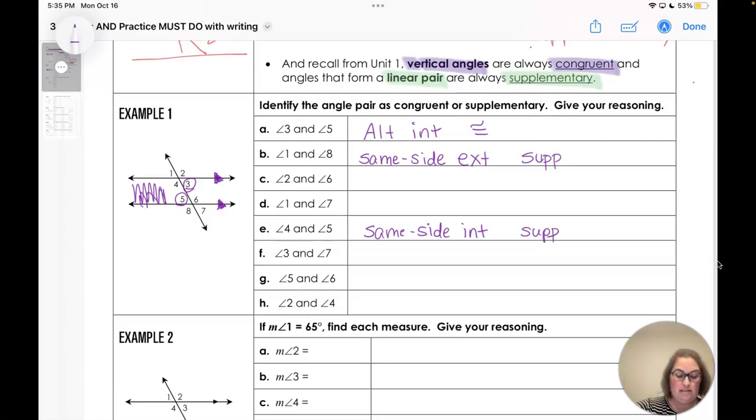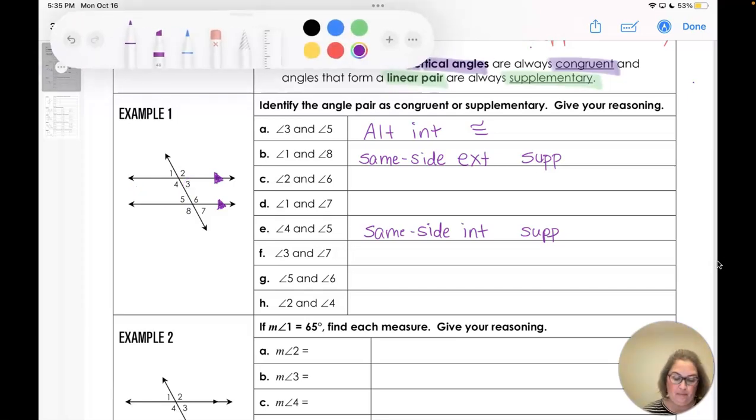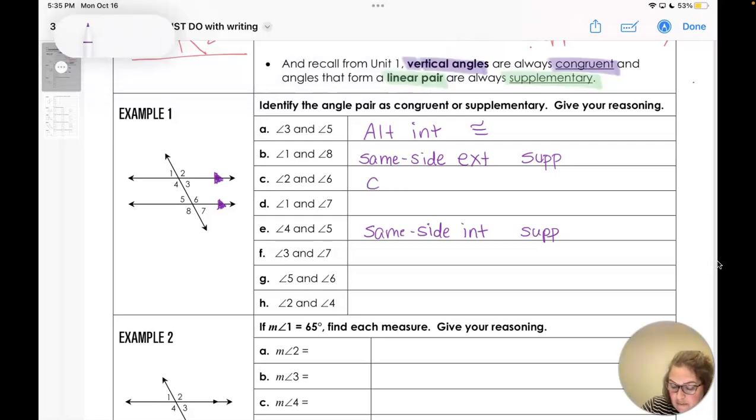Then 2 and 6. Let me get some of this out of the way. So if we look at 2 and 6, those are corresponding. Corresponding angles are congruent. Then 1 and 7, you'll see they're on alternate sides of the transversal, and they're not in the interior, so they are exterior. So these are going to be alternate exterior angles, and they are congruent.